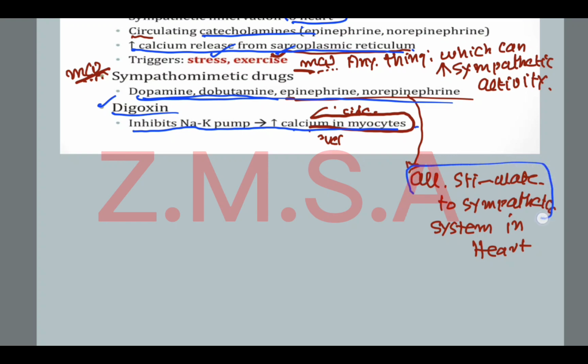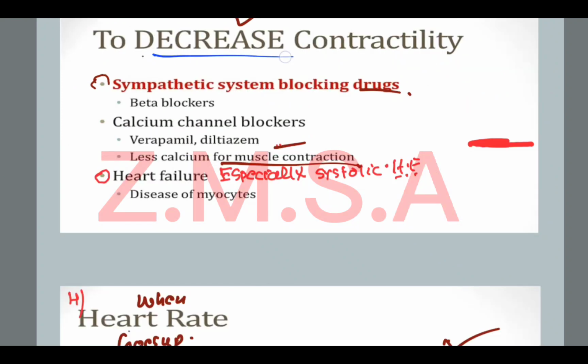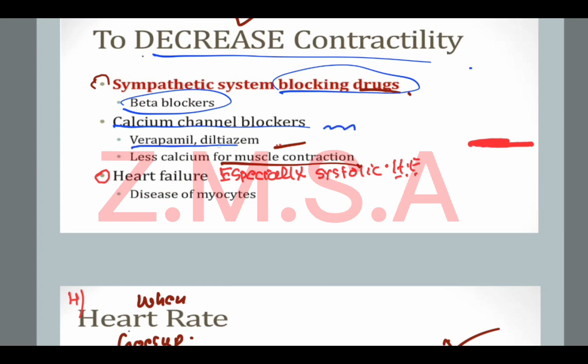All of these stimulate the sympathetic nervous system in the heart. Decreased contractility comes from sympathetic nervous system blocking drugs: beta blockers, calcium channel blockers, verapamil. This is an MCQ. Verapamil and diltiazem mean less calcium for muscle contraction. Heart failure, especially systolic heart failure, and disease of the myocyte can also decrease the contraction.